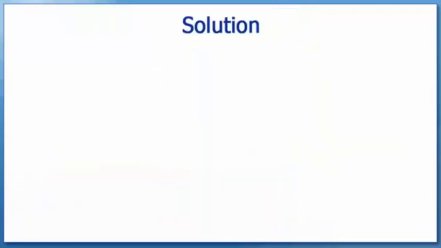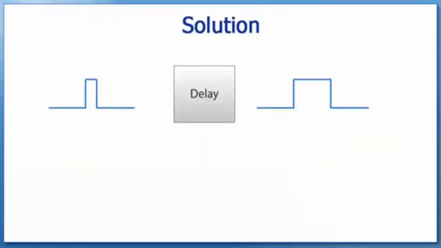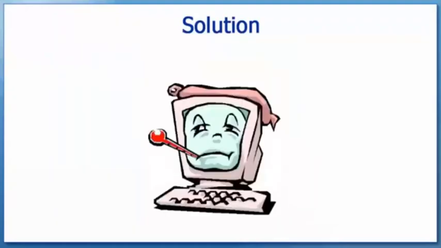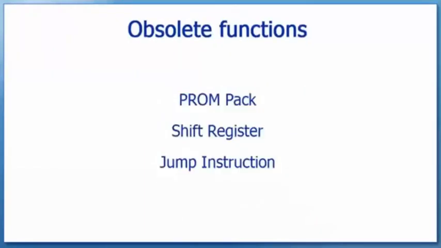A solution to this problem may be to put a delay on the sensor so that the output will stay on longer and so be seen by the PLC input, or make the program more efficient so that it can run faster, or to replace the PLC with a faster model. PLCs have been around for a long time, and as technology improves, we find that practices that were okay once are no longer used. Let's have a look at a few of these obsolete practices.